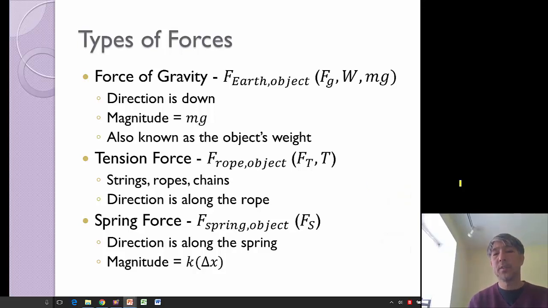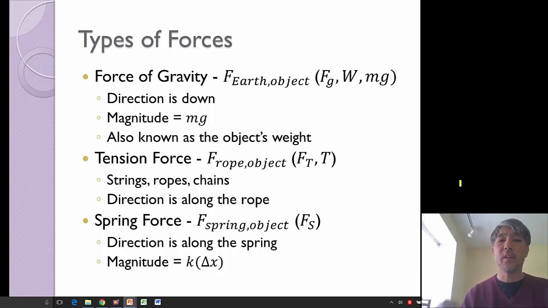Okay, the different types of forces that we're going to encounter in this course are listed here. The first one that we're going to do, and every object with significant mass has it, is the force of gravity. We'll label it as the force of the Earth on the object. In shorthand form, you'll see in the textbook occasionally, F sub g or W, because it's also equivalent to the object's weight. Or sometimes you'll see it listed as mg, which is the mass of the object times g, that 9.8 that we've been working with.